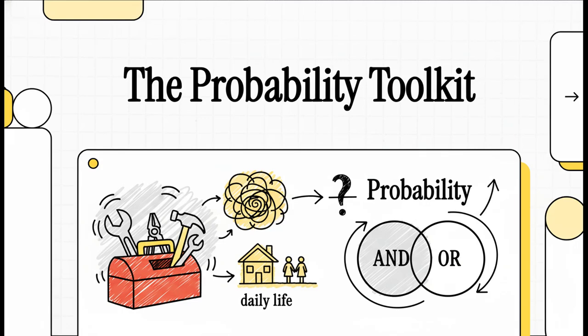Hey everyone, so today we're going to build a toolkit, but not with hammers and wrenches. No, we're building a mental toolkit for figuring out the odds of everyday life. We're going to master two of the most powerful words in probability: and, or.